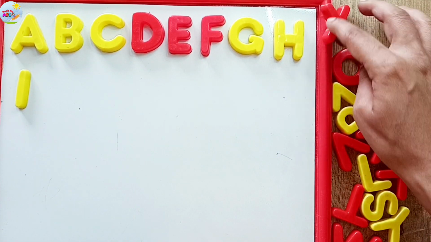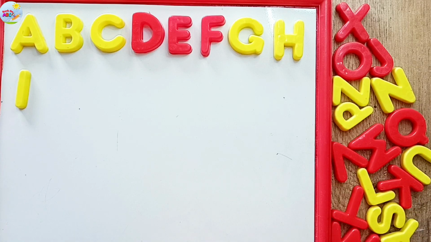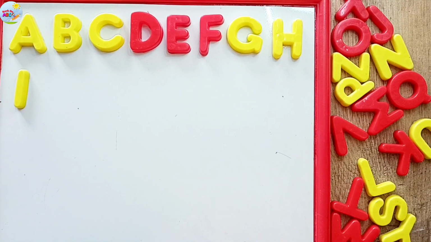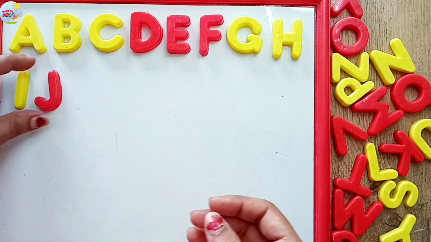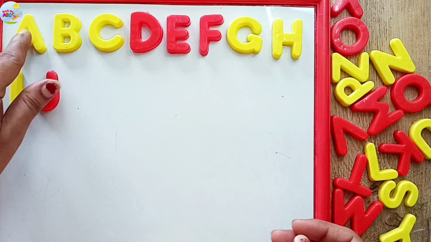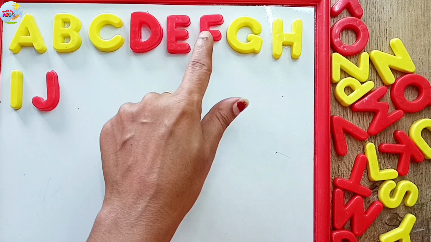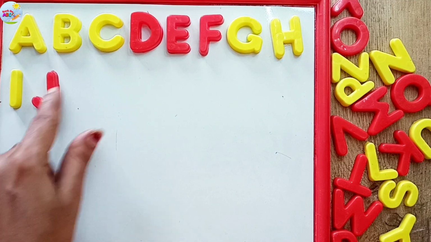What will come after I? J. Where is J? Wow, this is J. Keep it here. A, B, C, D, E, F, G, H, I, J.